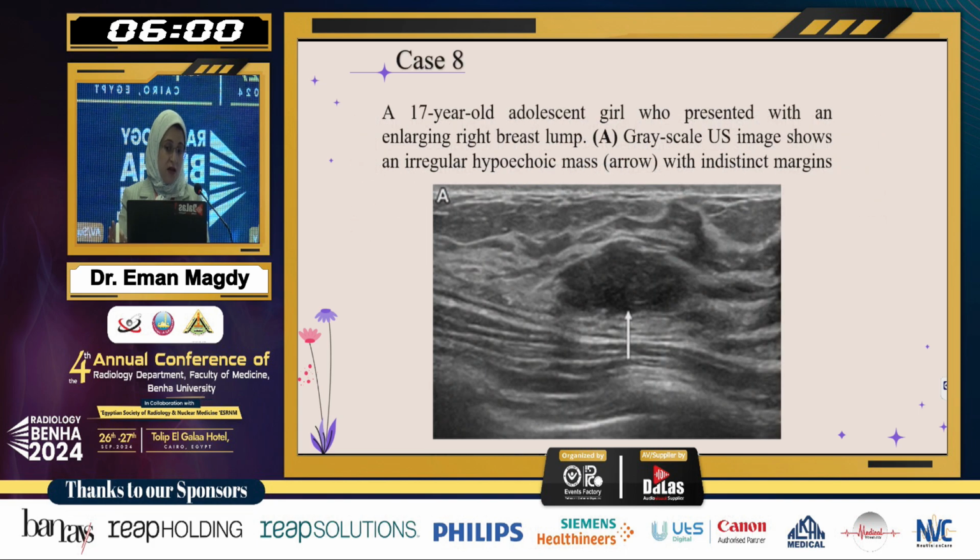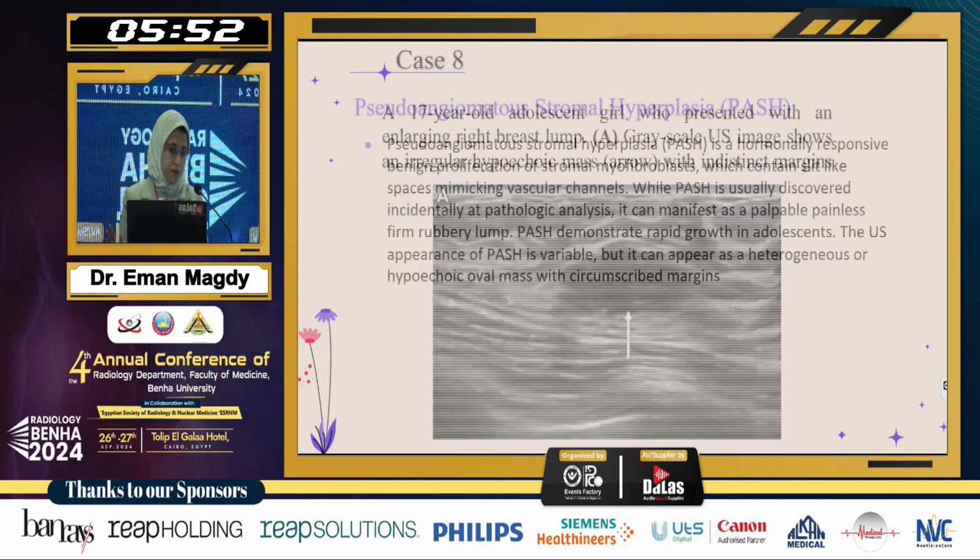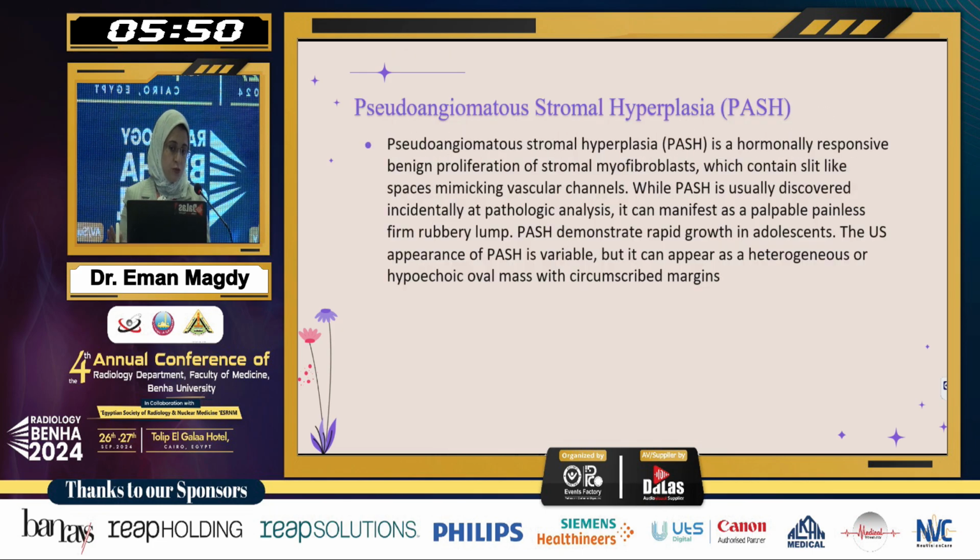Case 8, a 17-year-old adolescent girl who presented with an enlarging right breast lump. Ultrasound showed an irregular hypoechoic mass with indistinct margin. We are dealing with pseudoangiomatous stromal hyperplasia, PASH disease.